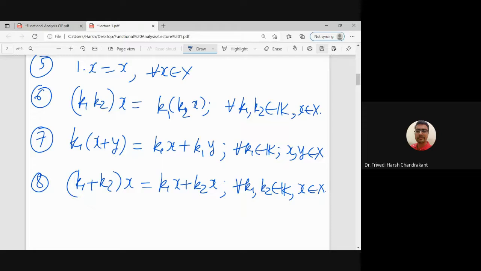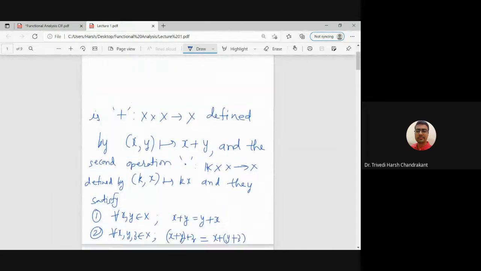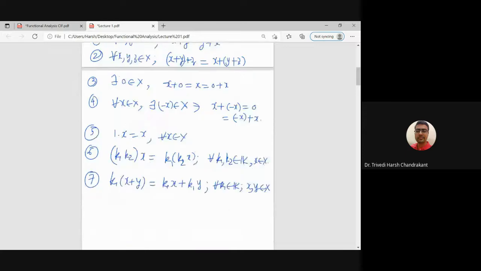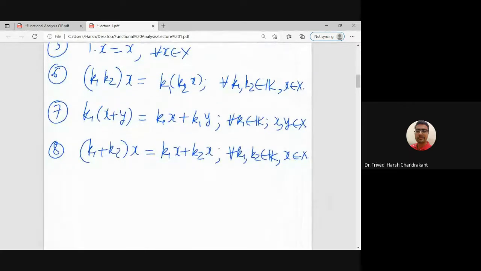Okay, so if these 8 axioms are satisfied, only then we say that X is a vector space over K, where K is either the set of real numbers or the set of complex numbers. If X is a vector space over R, then we call it a real vector space. Otherwise, we call it a complex vector space.